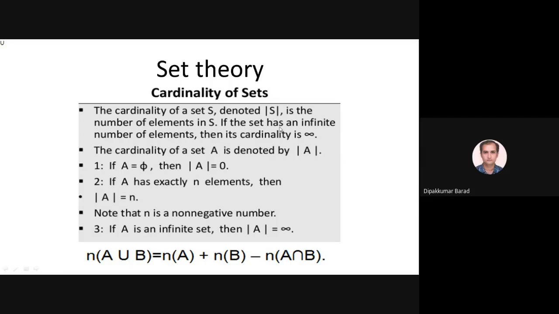And if the set has an infinite number of elements, then its cardinality is infinite. Like if A is empty, then the cardinality of A is 0, and if A has exactly n elements, then the cardinality of A is equal to n, where n is a non-negative number. And if A is an infinite set, then the cardinality of A is infinite. And the number of elements in A union B is equal to the number of elements in A plus the number of elements in B minus the number of elements in A intersection B.